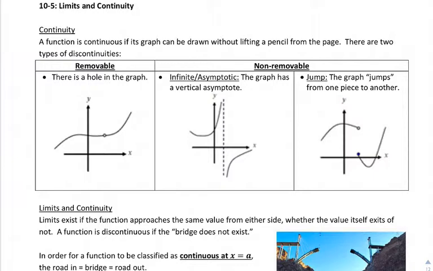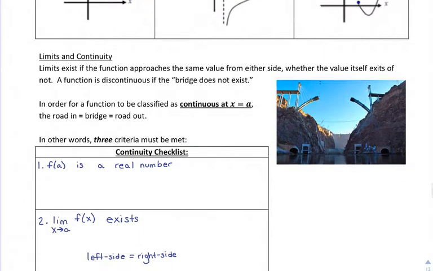So I want you to start thinking of limits and continuity this way: limits exist if the function approaches the same value from either side. Think of it like a bridge. If the road in and road out meet at that same point, then the bridge is coming together. If they're not meeting at that same point, then it's not going to be continuous, because you would have to fly to get to the other side.